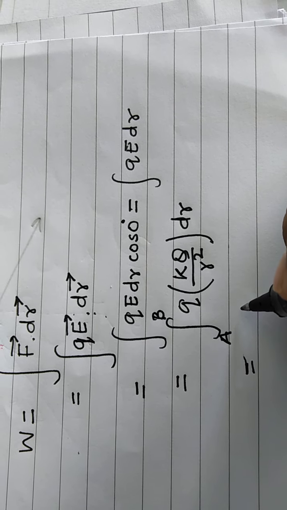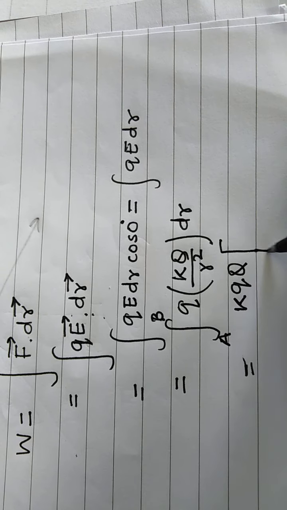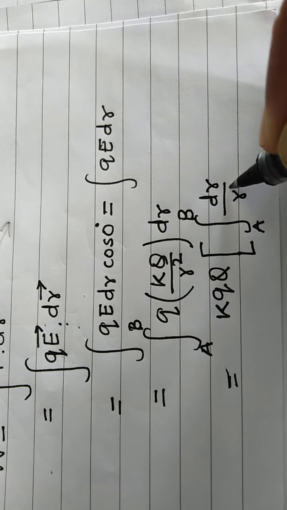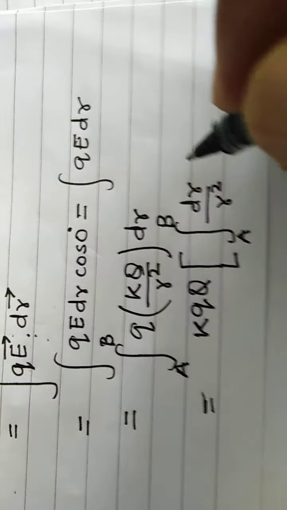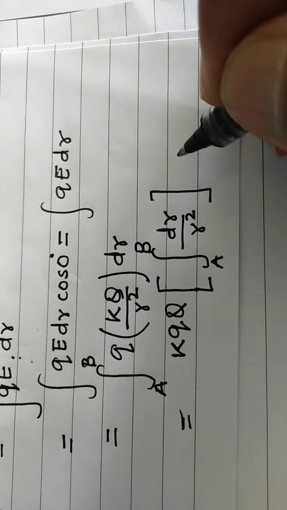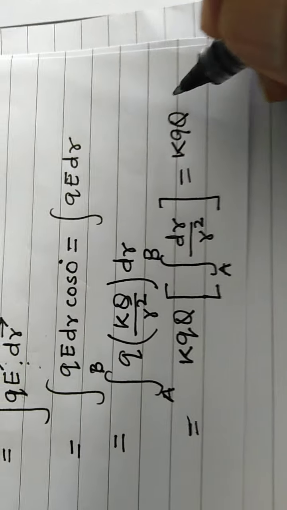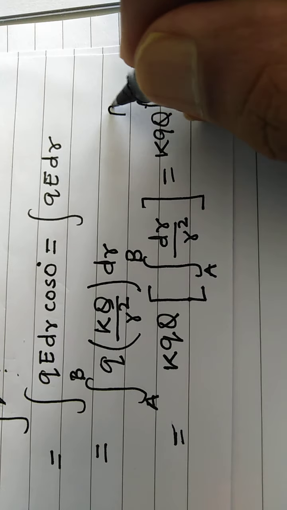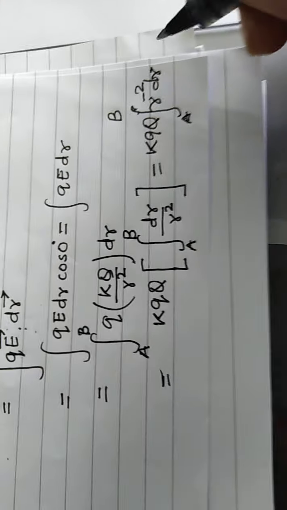Now we can take the constant out, kQq, and we have to integrate 1 by r squared with respect to dr. So I think you all can find this integration. First we write it like this: r to the power minus 2 dr, and you all know the formula.